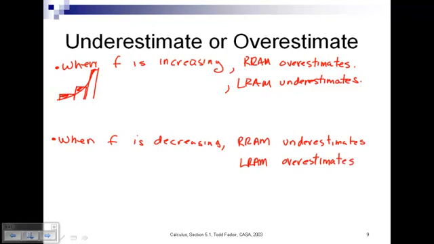Well, let me draw a picture of a decreasing function. If I draw the RAM, if I draw all the rectangles associated with the right-hand estimate, so here's an interval, here's an interval, here's an interval, always using the right-hand side to draw the height of those rectangles, you'll see that there's a space in between the top of the rectangles and the top of the curve.